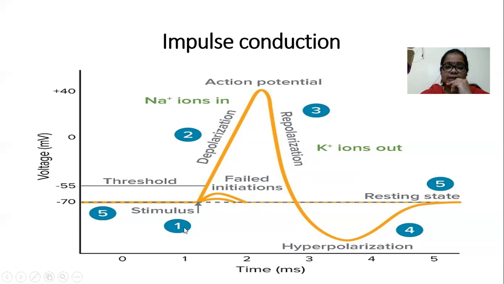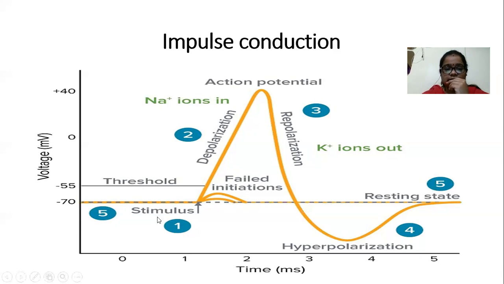But when the neuron is exposed to a stimulus, when a stimulus is applied on the resting neuron, what will happen to the resting membrane potential of minus 70 millivolts? Immediately there is an increase in the opening of sodium channels, that is, an activation of the sodium channels. After the opening of the sodium channels, there is an influx of sodium ions into the neuron cells.